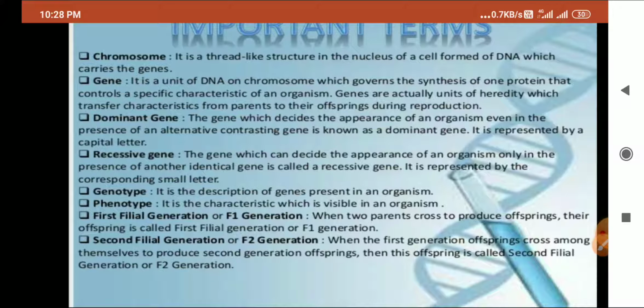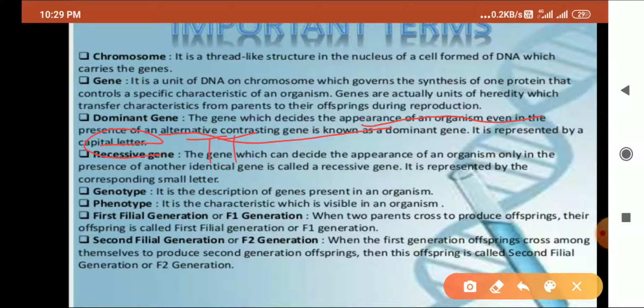Now we have two types of genes, dominant gene and recessive gene. The dominant gene is defined as a gene which decides the appearance of an organism even in the presence of an alternative contrasting trait. It is represented by a capital letter. Suppose we have the capital T. And the recessive genes are the genes which decide the appearance of an organism only in the presence of another identical gene, that is, a recessive gene.